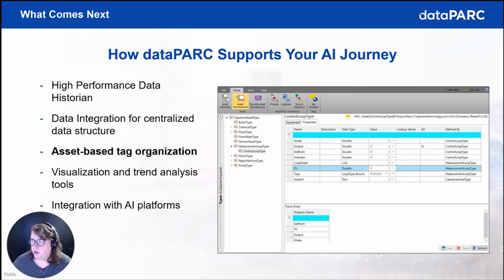Another way DataPARC can support your AI journey is through asset-based tag organization and asset modeling. So it allows you to group and organize tags based on their function, very intuitive for engineers, and it's scalable. So you can create one model and then reuse it for different assets. You're able to use this within ParcView as well. Say you have a bunch of different pumps, you can select one pump in a trend and then select your other pump and all the tags will just come through. So that is another tool.